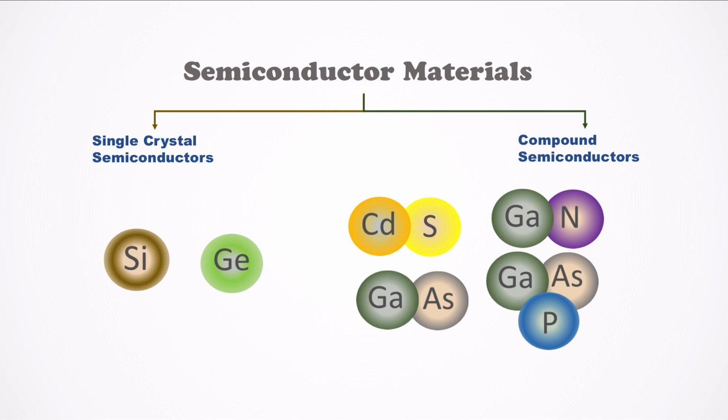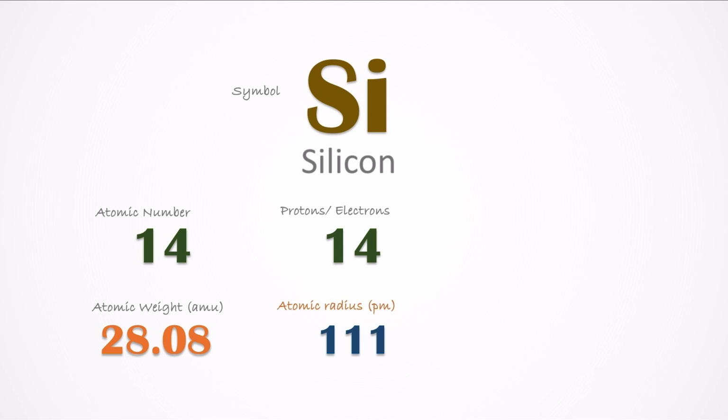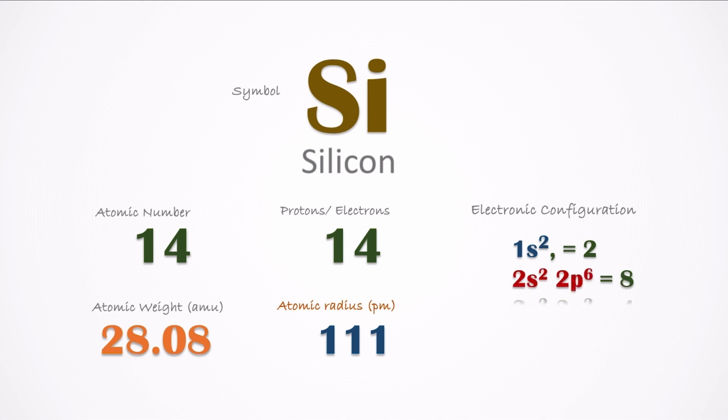In this video, we will cover the single crystal semiconductor, that is silicon. In electronic industry, silicon semiconductor is the main choice in chip manufacturing. Silicon, a single crystal semiconductor, is represented by the symbol Si with atomic number 14 and atomic weight of 28.08 AMU. It has a total of 14 protons and electrons each, with an electronic configuration of 2, 8, 4 electrons distributed in 3 orbits.